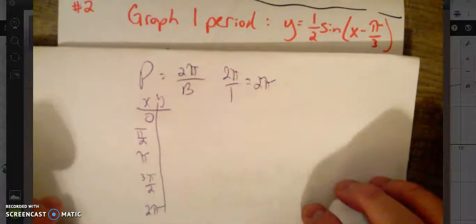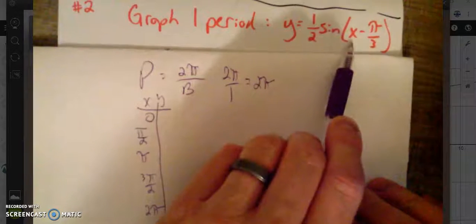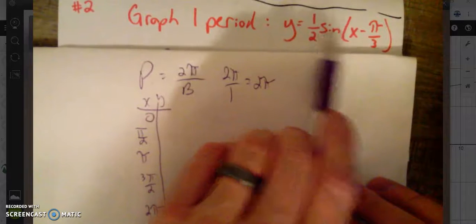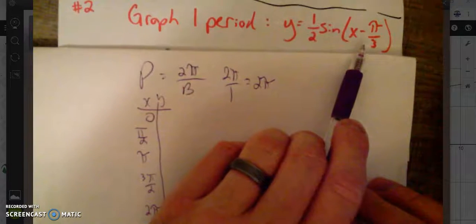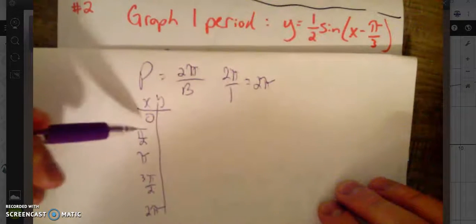But Mr. Edward, wait a second. If you put a 0 into this function, 0 minus pi over 3 is negative pi over 3, and I'm trying to take the sine of negative pi over 3. Yes, we can do that, but that's not a northeast, southwest point. I know it isn't, because we're not there yet. This was what we normally do.